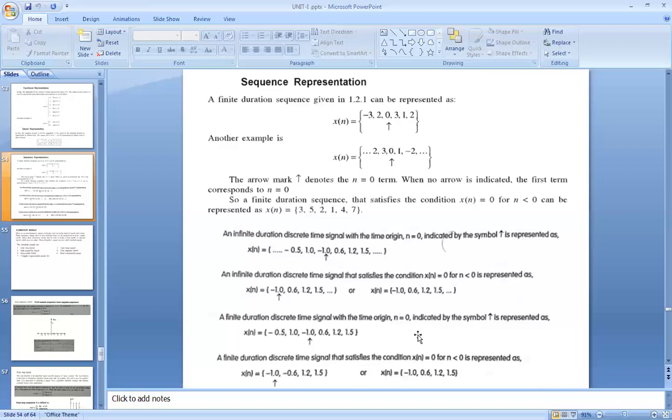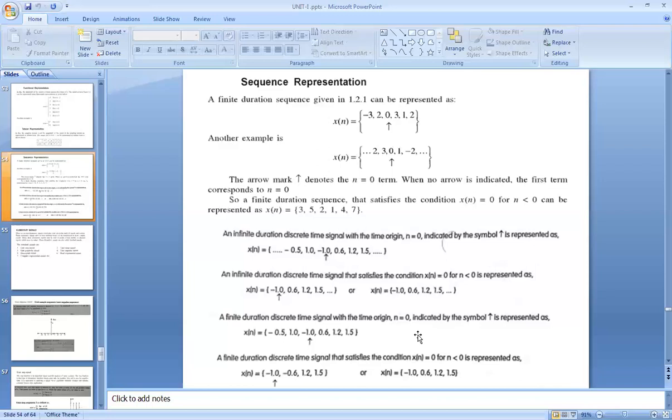The next number is 3, so its value is x of 1. The next number is 1, its value is x of 2, and so on. Similarly, the last number, that is 2, is the value of x of minus 1, and the number minus 3 is represented as x of minus 2.